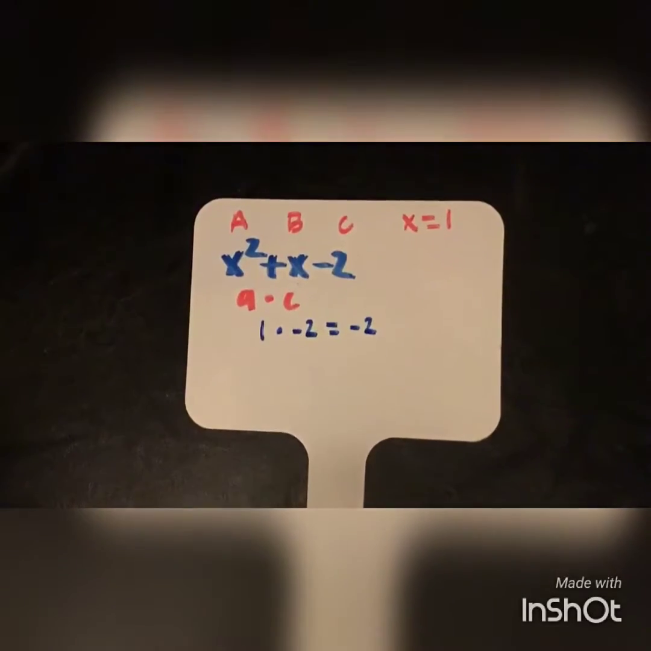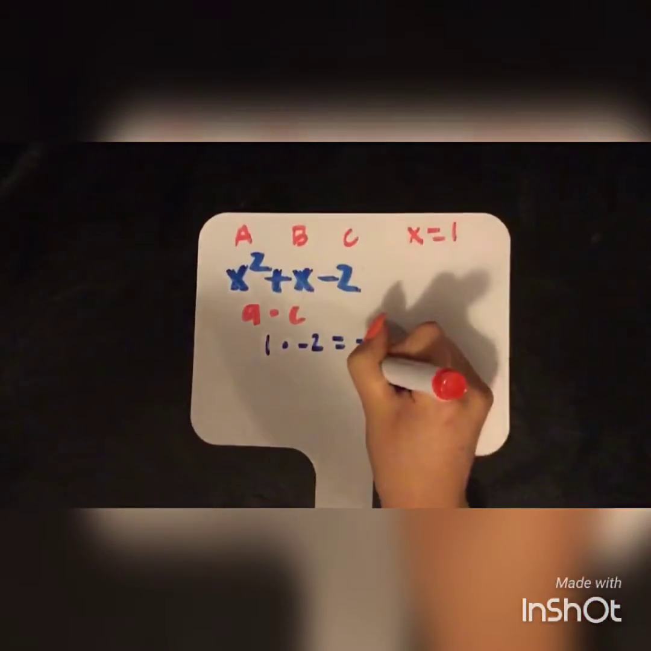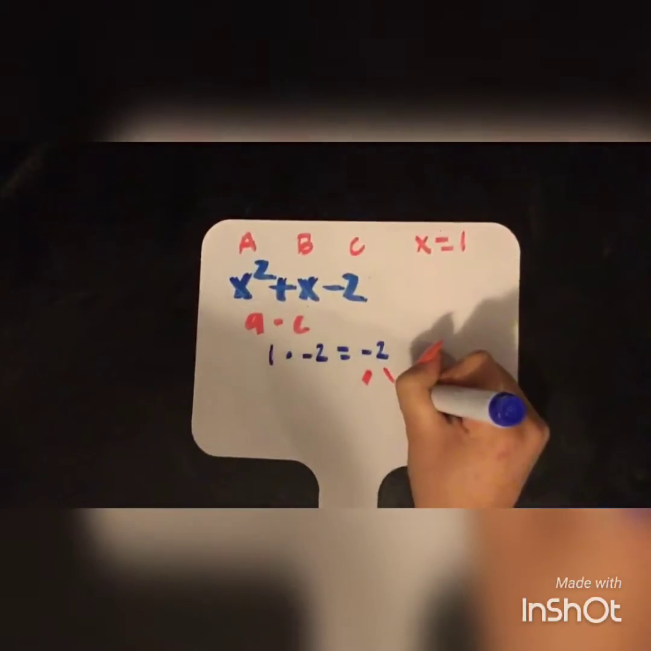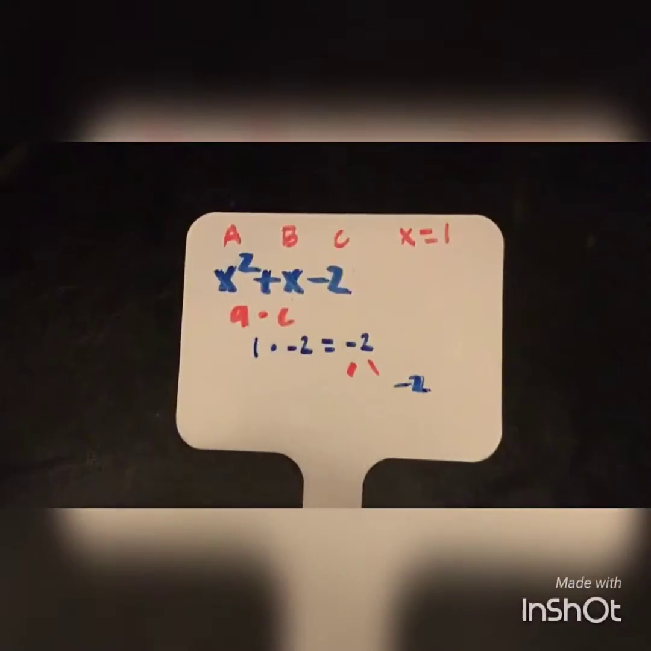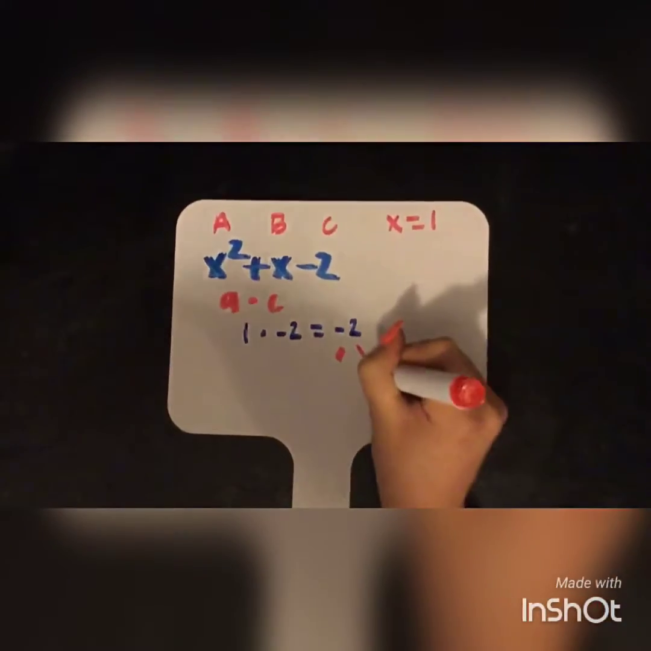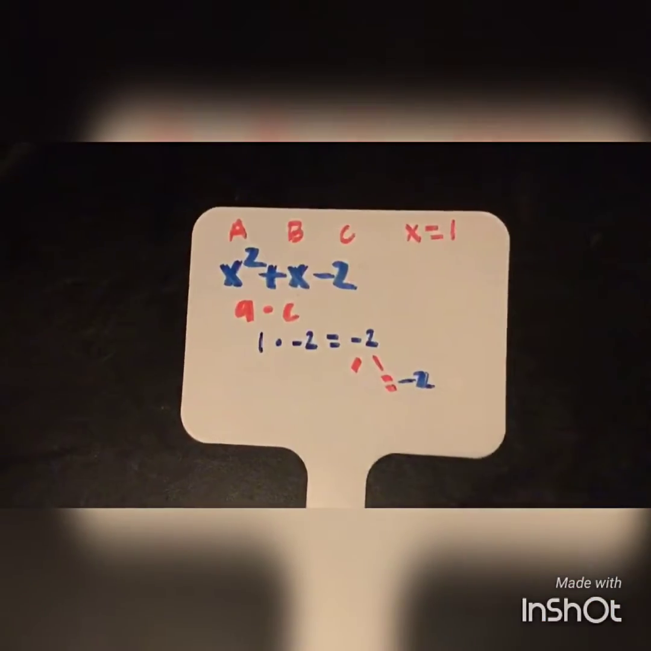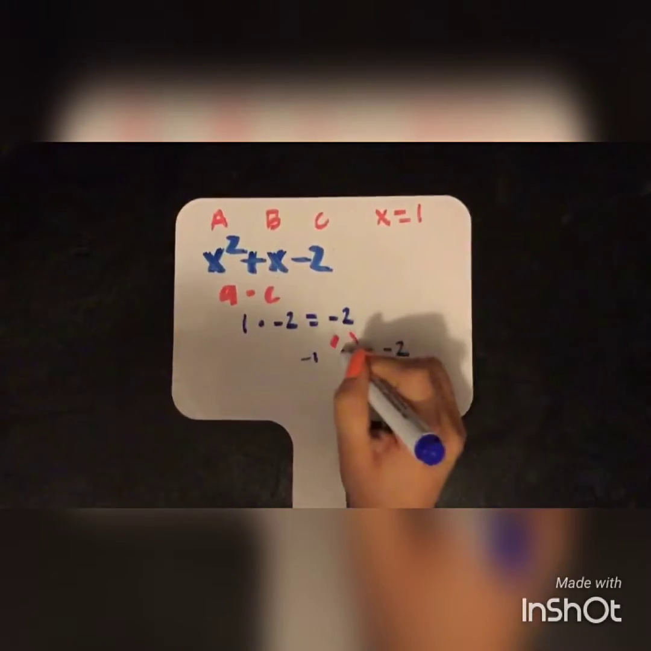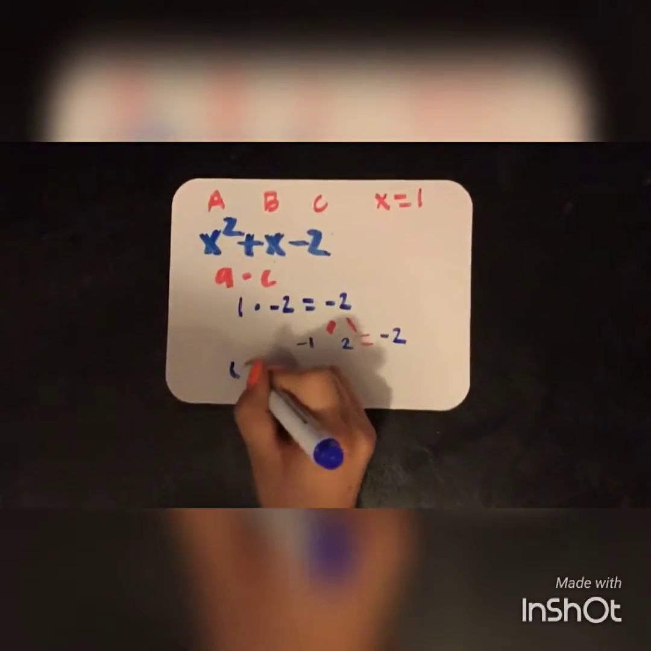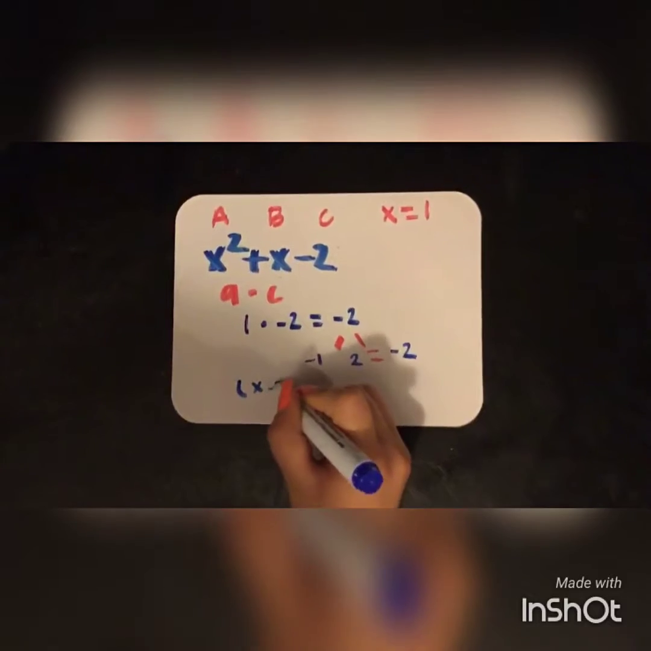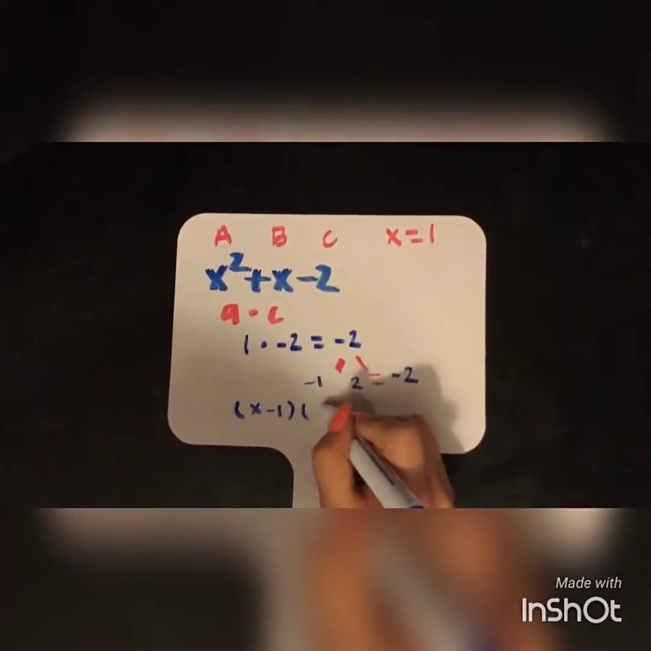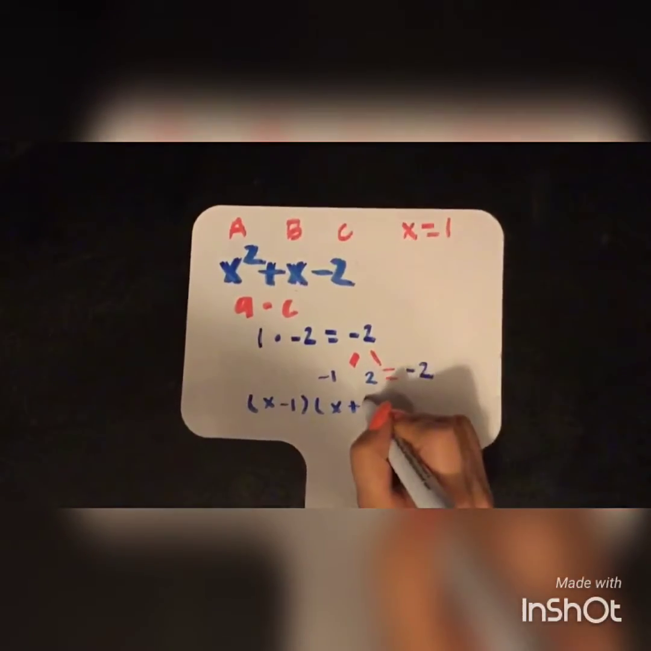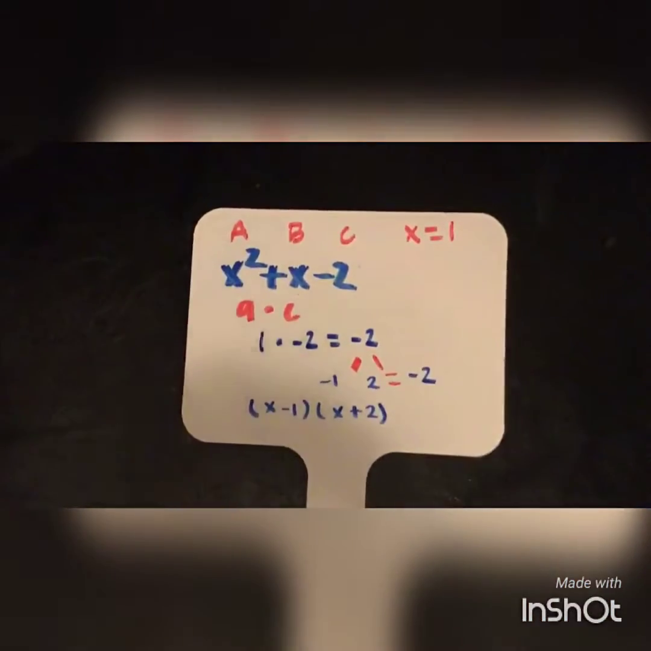You then will find the factors of negative 2, which is going to equal 1. But I wrote 2. Instead of writing equals 1, I put negative 2. It's supposed to be 1 because x equals 1 and it's supposed to equal b. Negative 1 times 2 equals negative 2, so it's x minus 1, x plus 2.